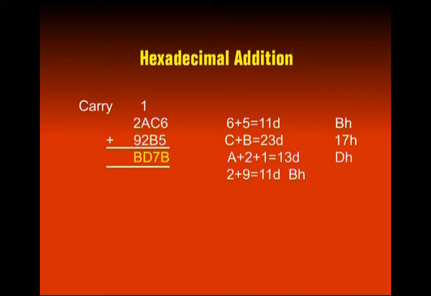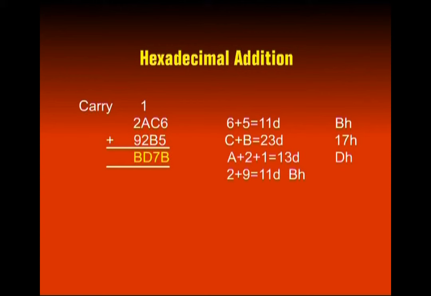Let's add the two hexadecimal numbers C and B. C is equal to 12 in decimal and B is equal to 11 in decimal. So the sum of C and B is equal to 23 in decimal. The hexadecimal equivalent of 23 is 17. So basically it's a two-digit number. The sum is 7 and the carry is 1.